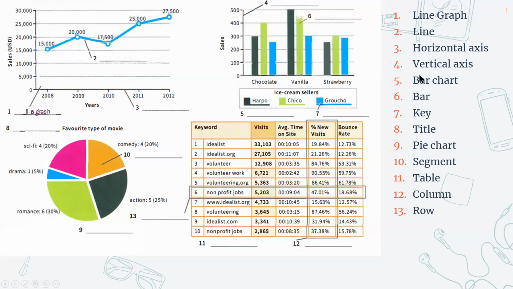Okay. Then 5 is the bar chart. This is the bar chart. Okay. Of course, this is the bar. Okay. And 7 is very important. It's called a key. Okay.